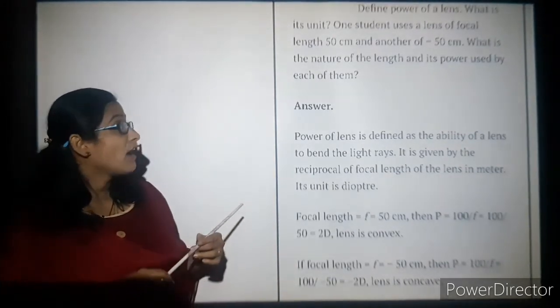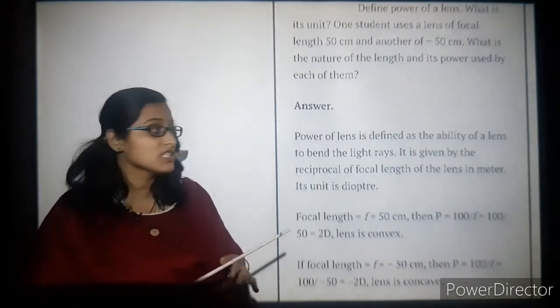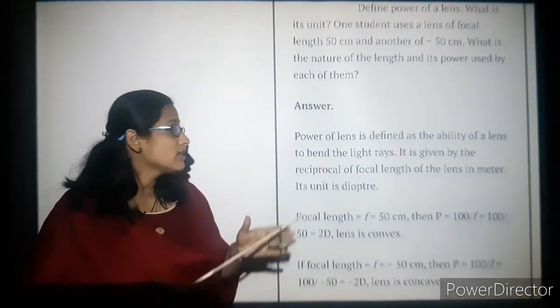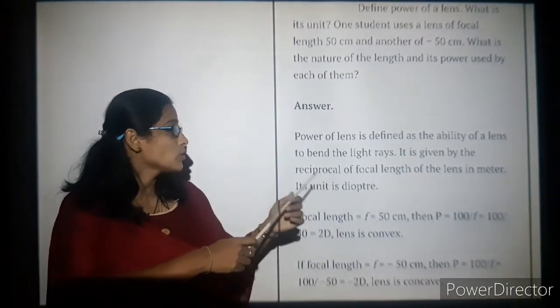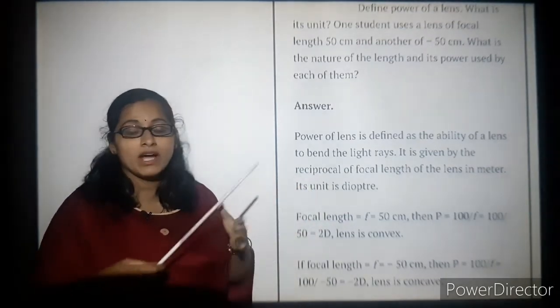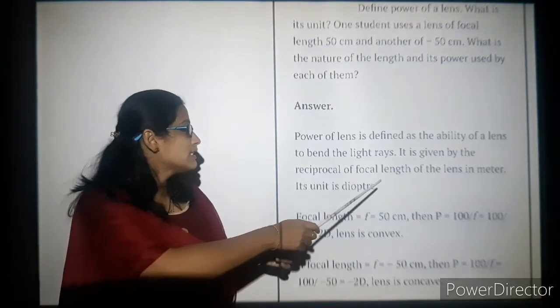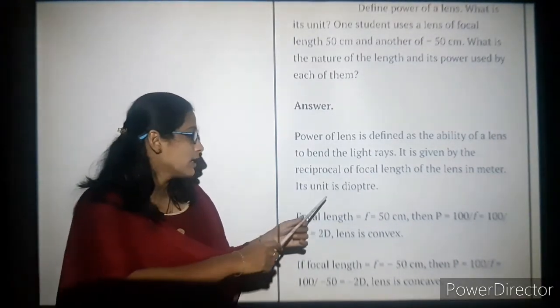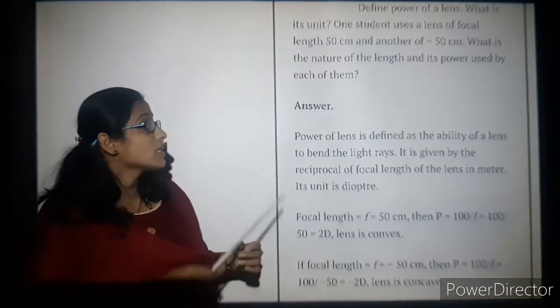So you need to define the power. What is the power of a lens? It is defined as the ability of a lens to bend light rays. It is given by the reciprocal of the focal length, that is 1 by f of the lens in meters. What is its unit? Its unit is diopter. So let's start with the problem.